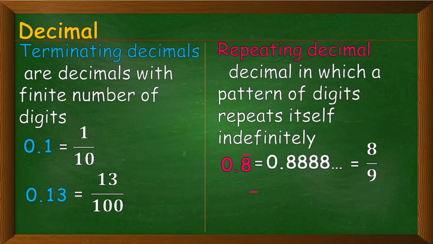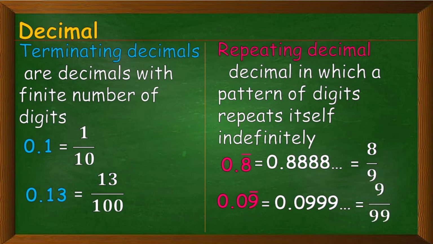Okay, next we have 9 hundredths. Again, the vinculum is on 9, meaning we will repeat 9 indefinitely. So it is equal to 0.0999 and so on. And since 9 is in the hundredths place, we express this as 9 over 99. We subtract 1 from 100 since 9 here is in the hundredths place.